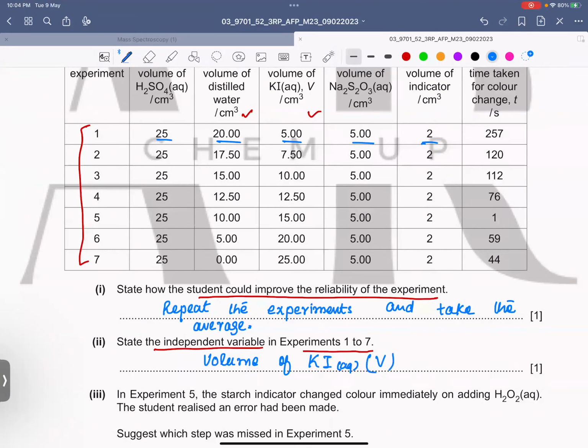Why? Because we are actually changing these volumes, and due to this, the concentration of potassium iodide is changed. And due to the change in concentration of potassium iodide, we are getting these results. So these are the dependent variables. This is the dependent variable, and this is the independent variable, because it is the one which we are changing on our own will.